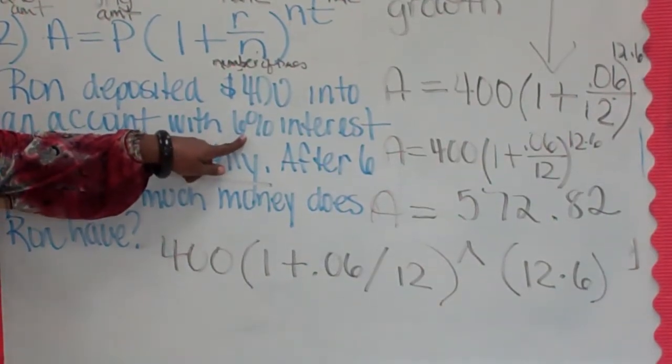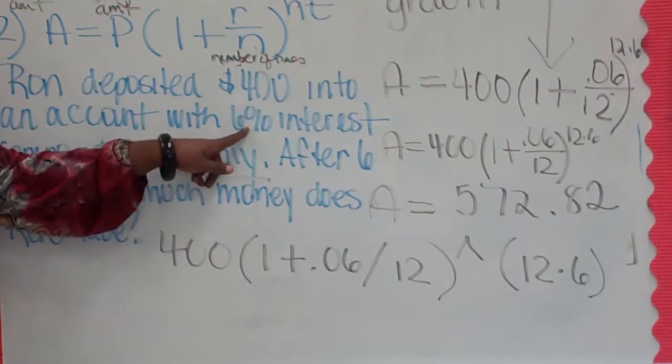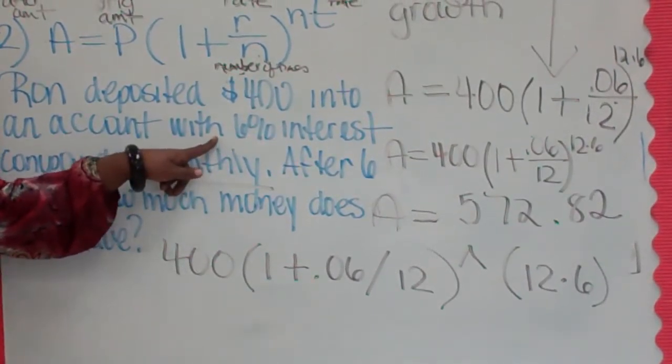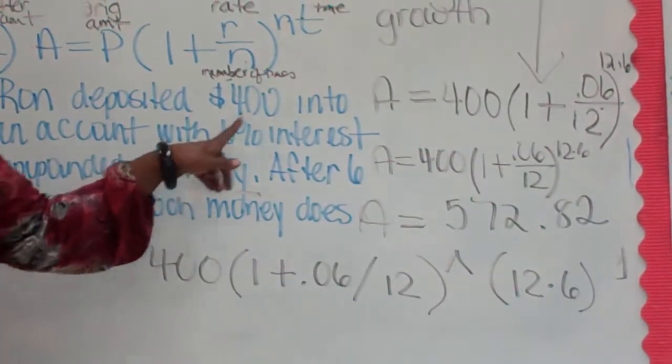Also watch your percent. Make sure you plug your percent in as a decimal. Drop your percent sign or wherever the decimal is, move it 2 places to the left and plug it in as 0.06. If this said 50%, it'd be 0.5.